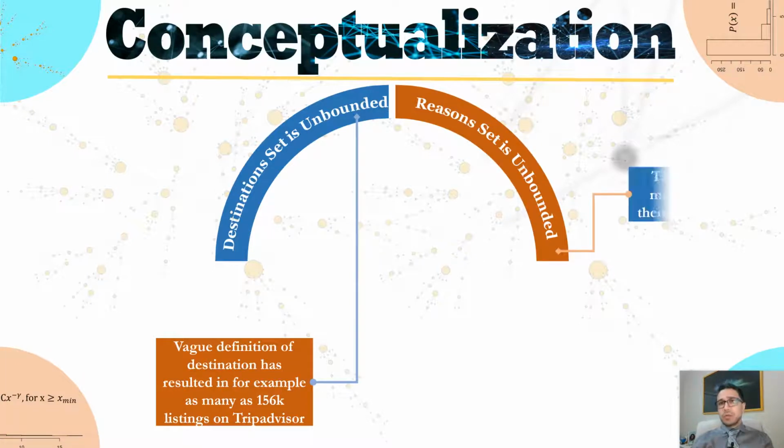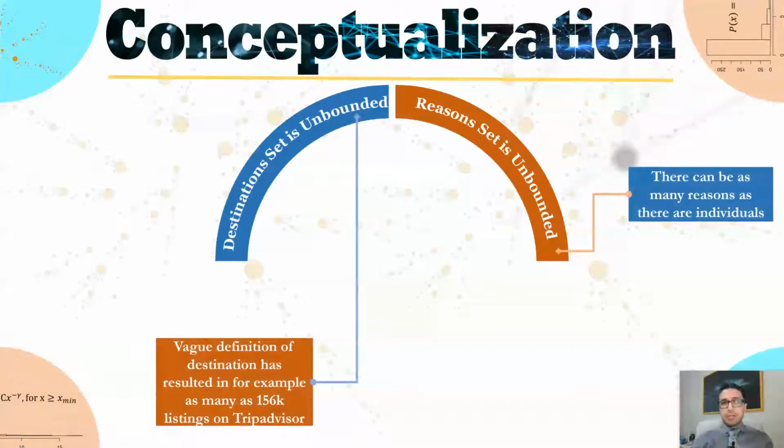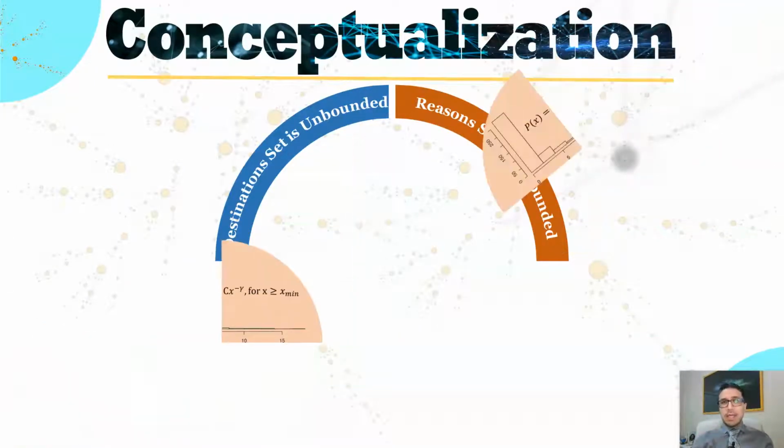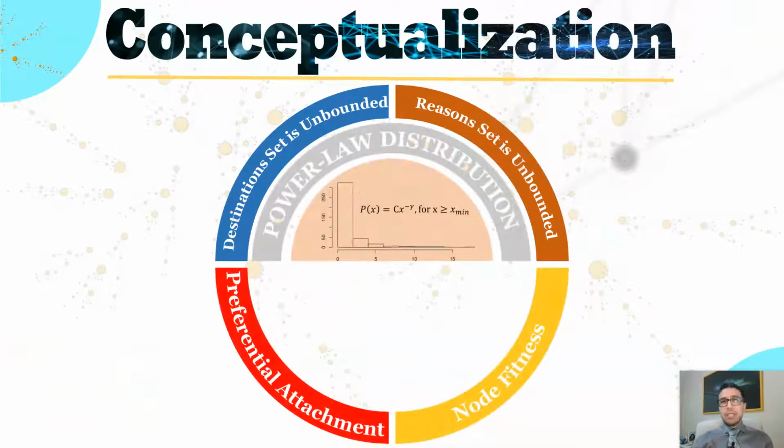The same goes for the reasons. We can argue that there are as many reasons as there are people in the tourist generating region with reasons to visit a destination or avoid one. As a result of these two unbounded sets, we can assume that we are going to deal with a fat tail type of distribution, and most probably it's going to be a power law distribution.